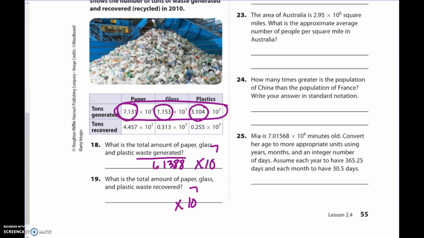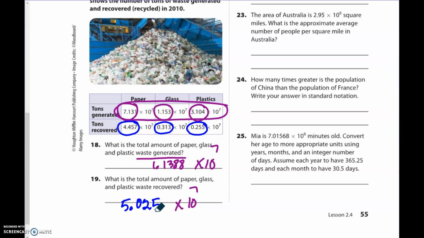So again, we're going to add the multipliers together. And we add those numbers together and we get, let's see, if we add those numbers together, we might get something not in scientific notation. What do we get? 4.457 plus 0.313 plus 0.255. Oh, no, I got it. 5.025. All right. So that is 19.